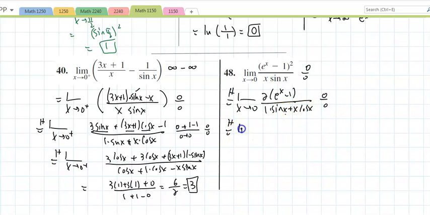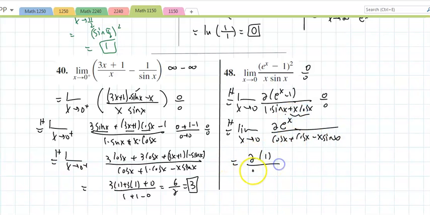L'Hopital one more time. Limit as x approaches 0. That's 2 e to the x over cosine of x plus cosine of x minus x sine of x. If I apply the product rule on that piece, that would be 2 times 1 over 1 plus 0. That would be 2 over 2, which is a 1.